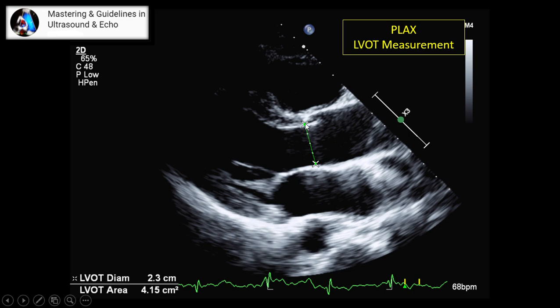The measurement should be inner to inner. This image is a little wrong. This has been measured outer to inner, so we measure inner to inner.